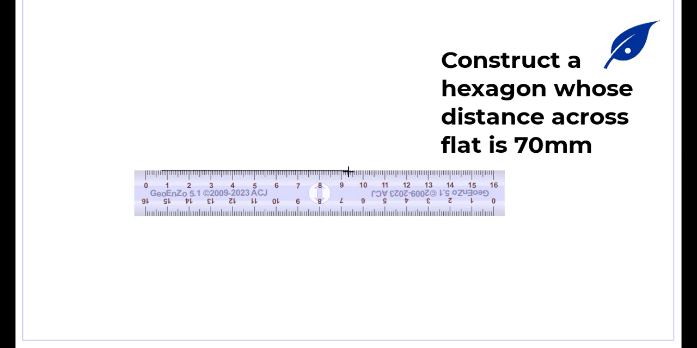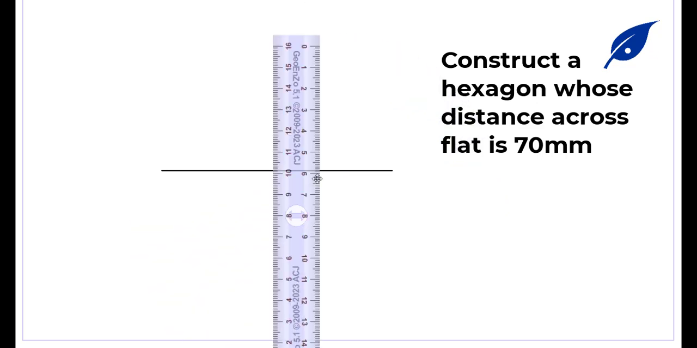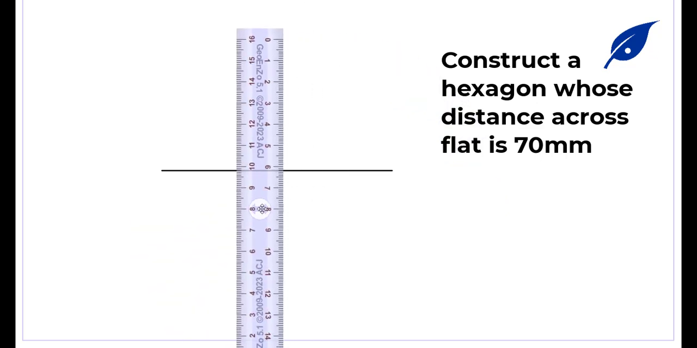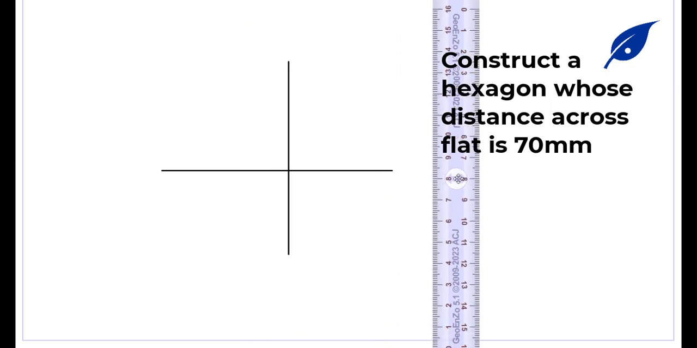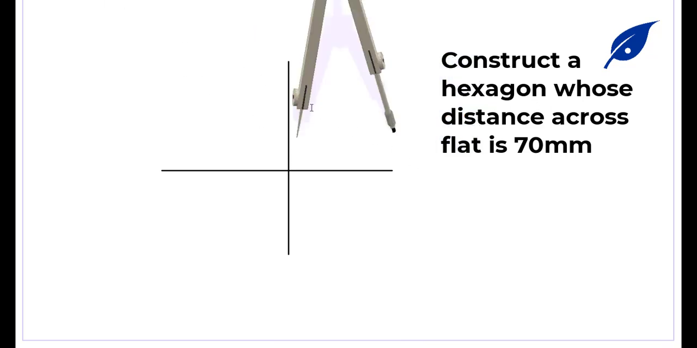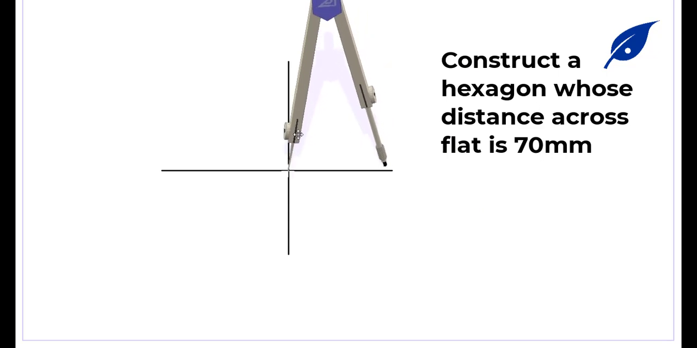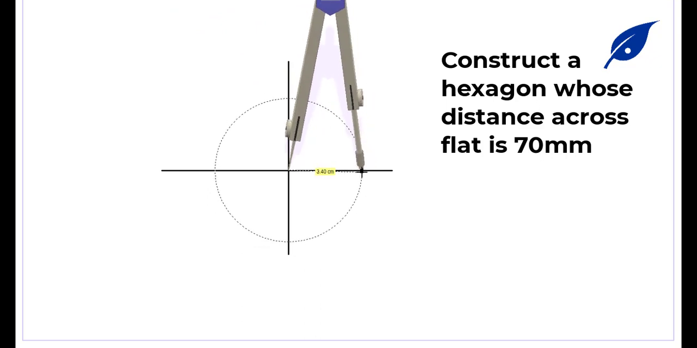We shall be considering construction of a hexagon across flat when the dimension given across flat is 70 millimeters. So we are going to find out how to construct this. First, let's construct horizontal and vertical lines which are perpendicular to each other. After drawing that, we pick a radius of 35 millimeters since the across flat is 70 millimeters. So we use 35 millimeters to draw a circle.